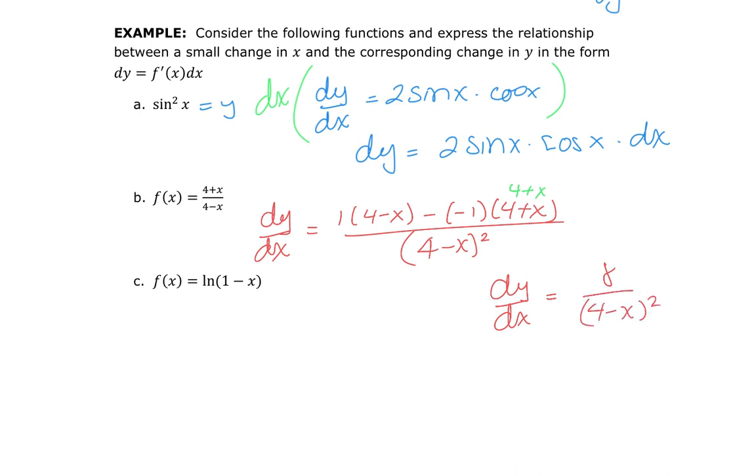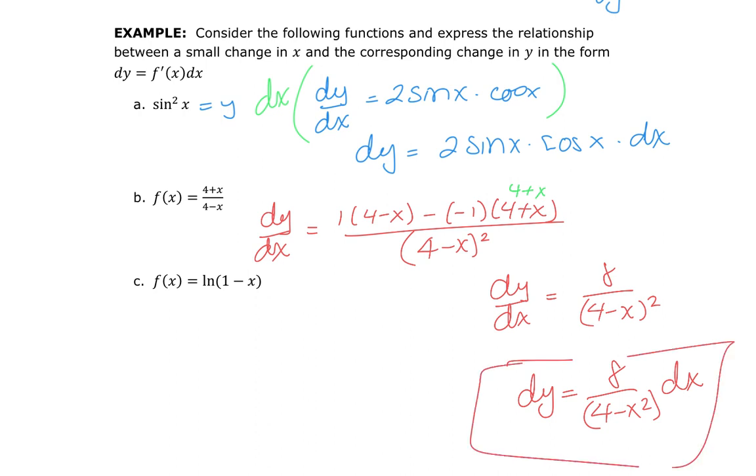Multiply both sides by dx. So I've got dy is equal to 8 over 4 minus x squared dx. And that's all they want me to do, which is nothing different than what we have been doing up until this point. Now let's take a look at our last one here.